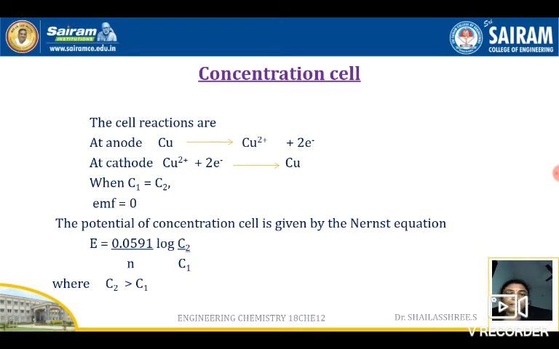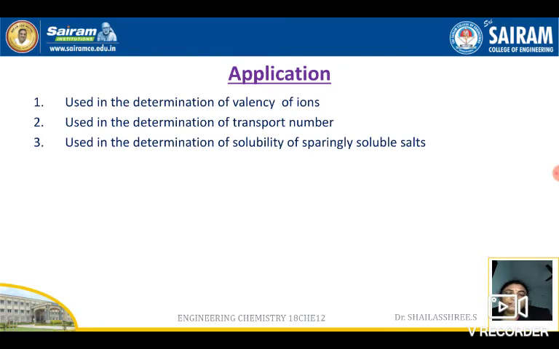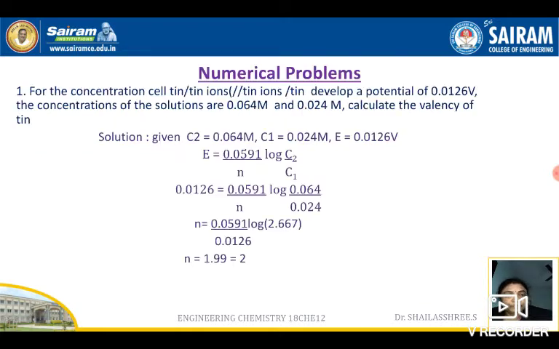Okay, and applications of the concentration cells are: the concentration cells are used in the determination of the valency of ions, and they are used in the determination of transport number, and they are also used in the determination of solubility of some sparingly soluble salts. These are the applications of the concentration cells. Okay, let us see a few problems on concentration cells.